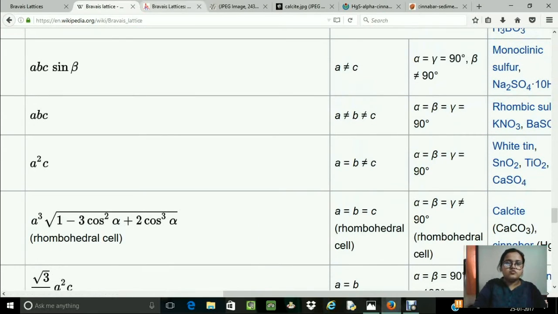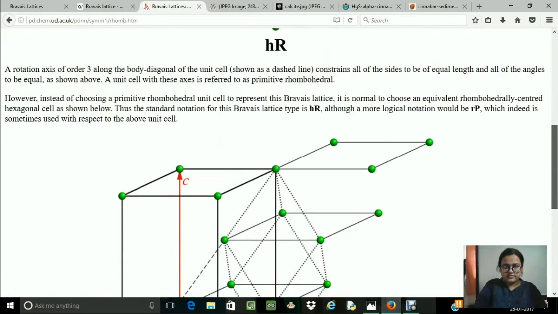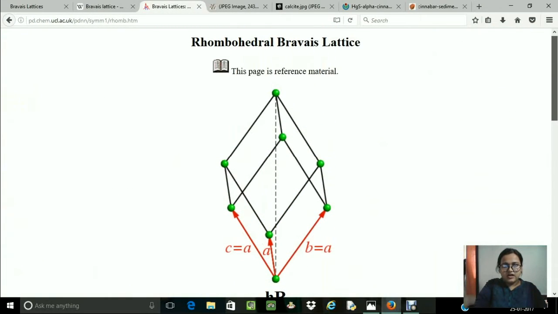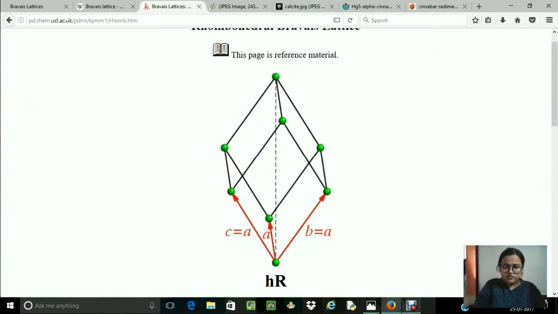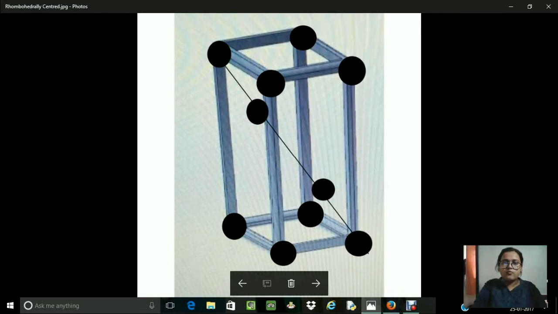Now we come to the Bravais lattice, that is our rhombohedral Bravais lattice. Before that, we'll see the rhombohedral centered structure. In this we can see there are 4 unit cells at the corners above, and 4 unit cells at the corners below, and there are 2 unit cells in the middle joining this line. So this whole structure is a rhombohedral centered structure.